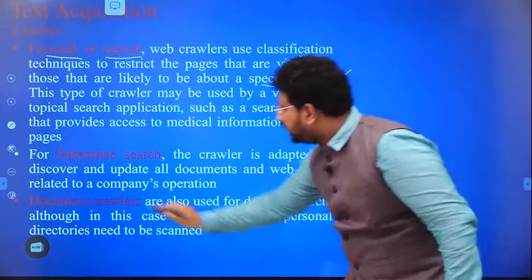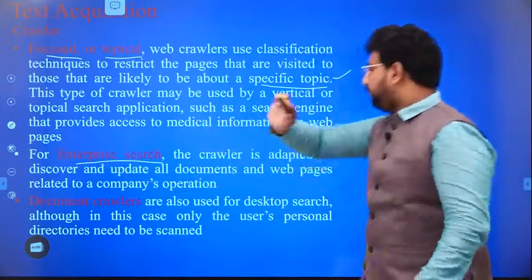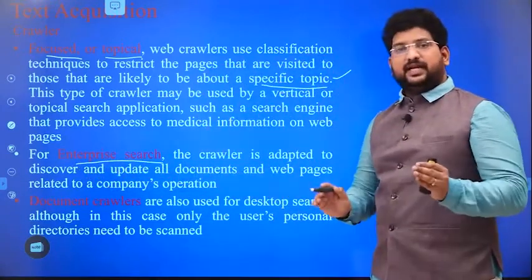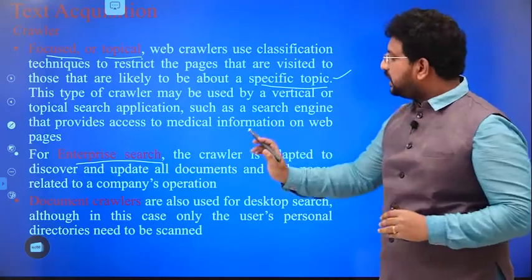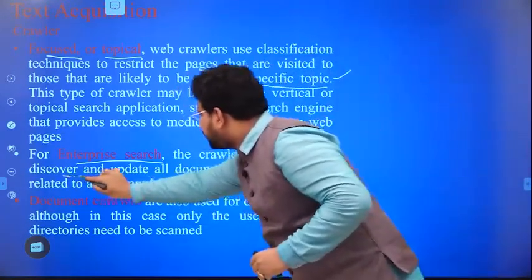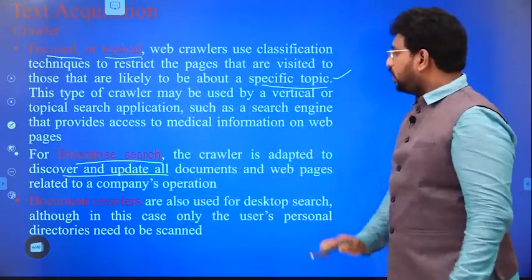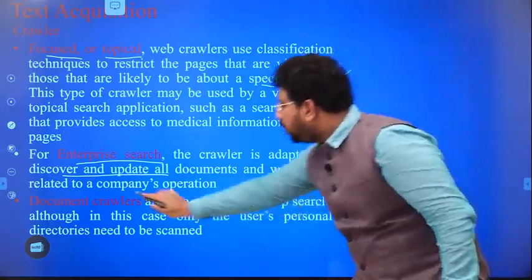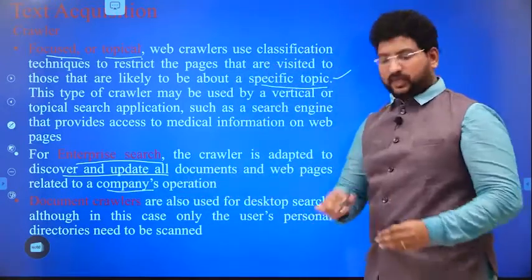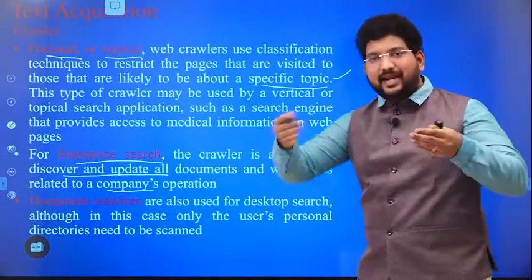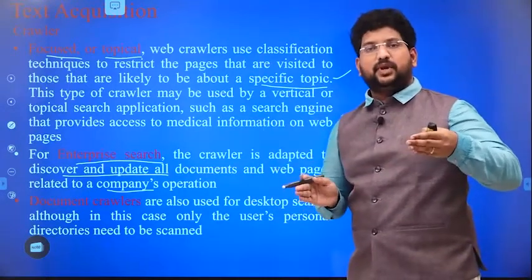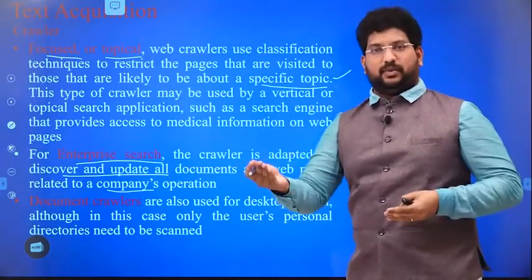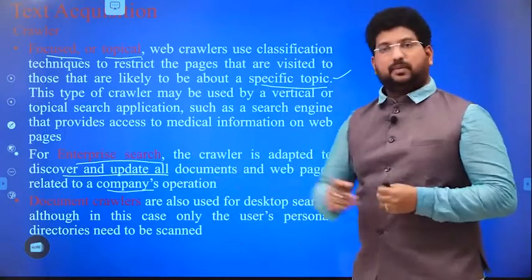And next one is enterprise search. The crawler is adapted to discover and update all the documents related to one company's operation. So this is what we can simply understand: it's an intranet. Within the company, it is going to identify the documents. That's about enterprise search.